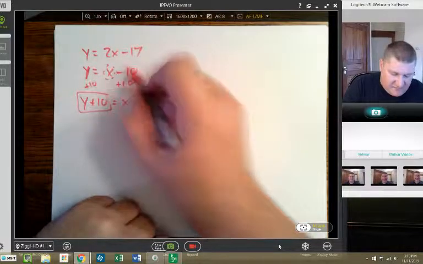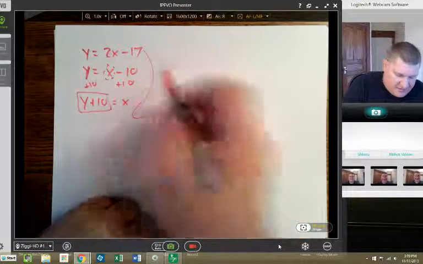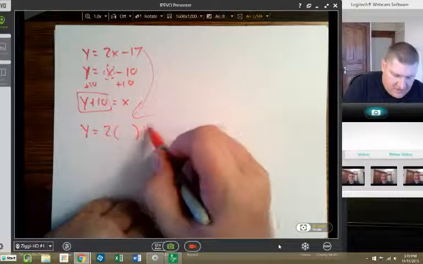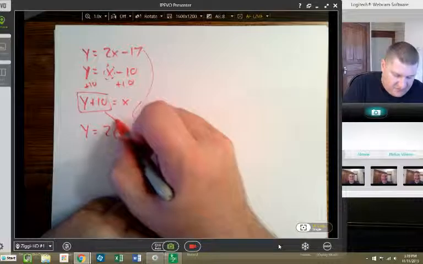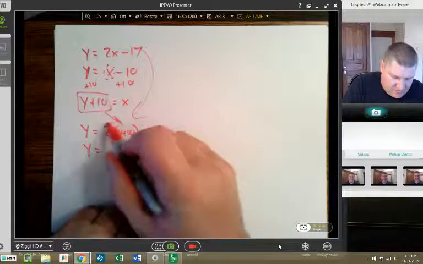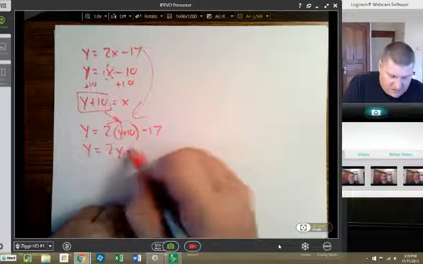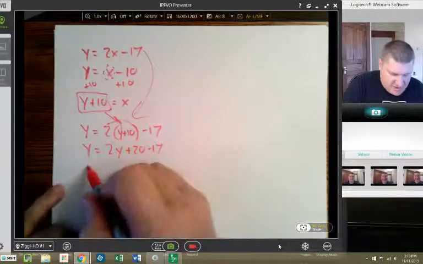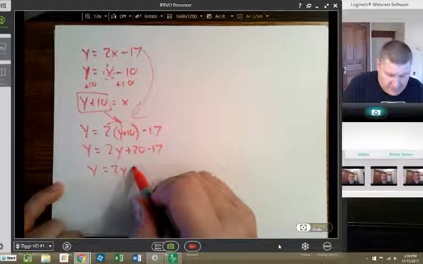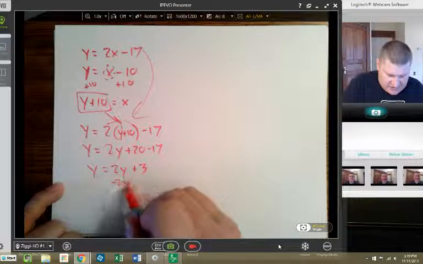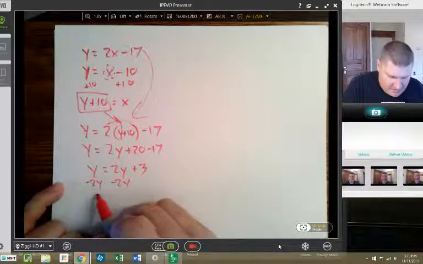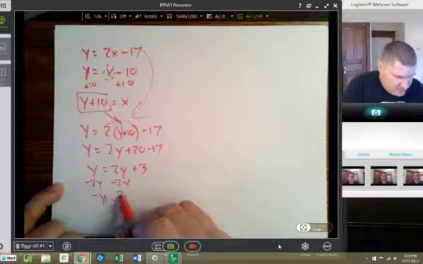So everywhere I see x, I can put y plus 10. But again, if I use the second equation, I need to bring down the opposite. So y equals 2 times something for x minus 17. The something, of course, is y plus 10. So y equals, give it away, 2y plus 20 minus 17. Y equals 2y plus 3. Subtract 2y. And we come up with negative y equals 3.